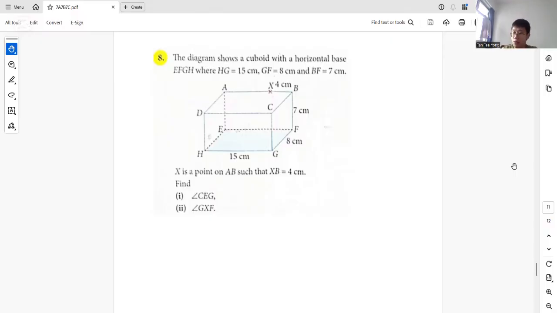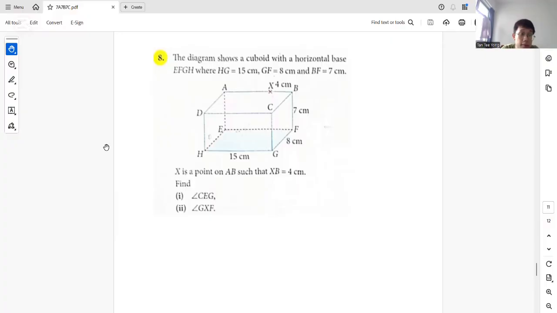So the diagram shows a cuboid with a horizontal base EFGH, where HG is 15 cm, GF is 8 cm and BF is 7 cm. So all the things are labeled on the diagram already. Quite simple. Then go on. X is a point on AB such that XB is 4 cm. So it's also labeled there. So find angle CEG. So where's angle CEG?